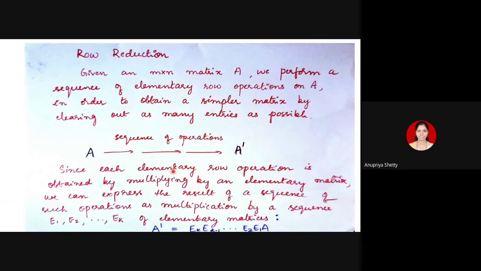And since we already noted in the first slide, the first point, every elementary row operation is obtained by multiplying by an elementary matrix, we can express the result of a sequence of row operations. So applying a sequence of row operations is equivalent to multiplying the given matrix on the left by a sequence of elementary matrices. That is what is expressed here.